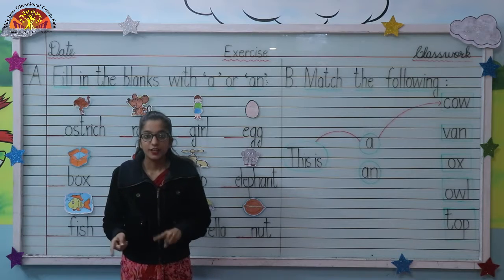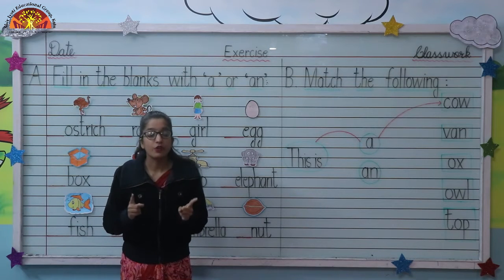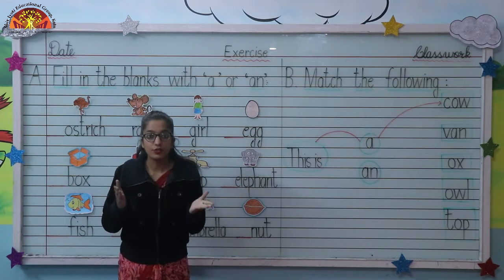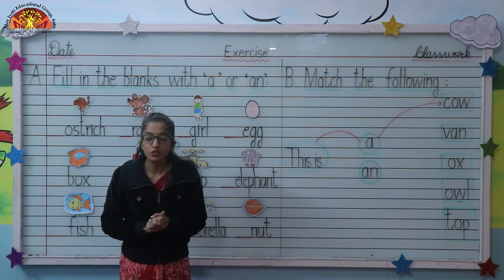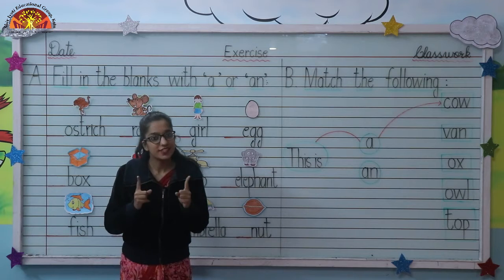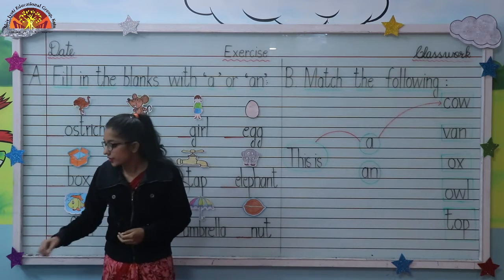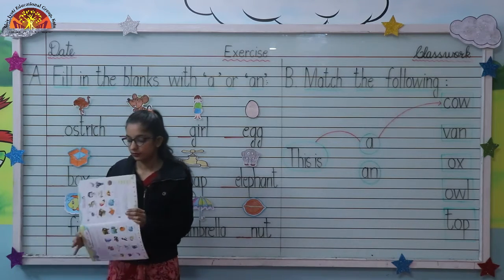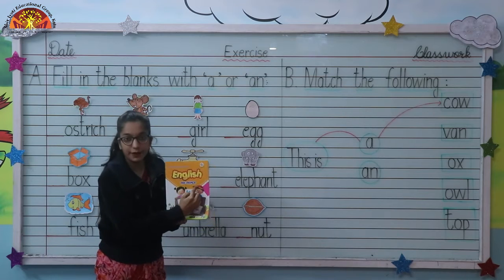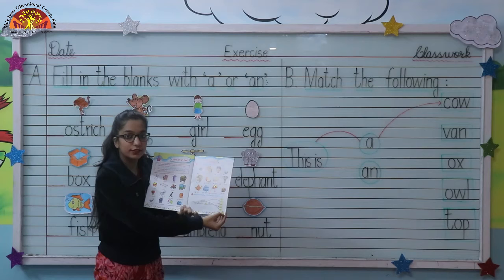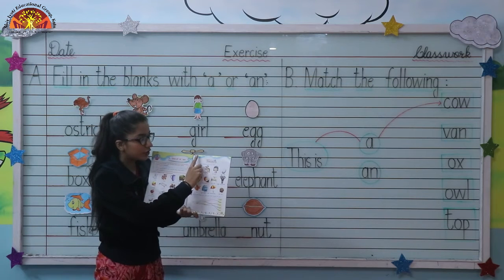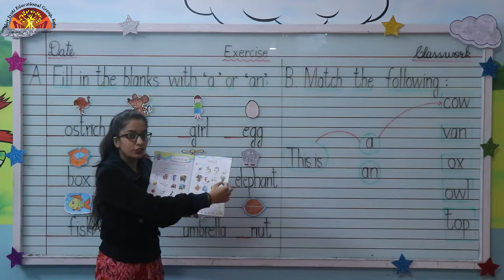So kids, in the previous classes we have already learnt the use of a and an. So today we will do the book exercise of the same topic. Okay? So take out your English pre-primer book. Open page number 31. Mention the date and classwork at the top.